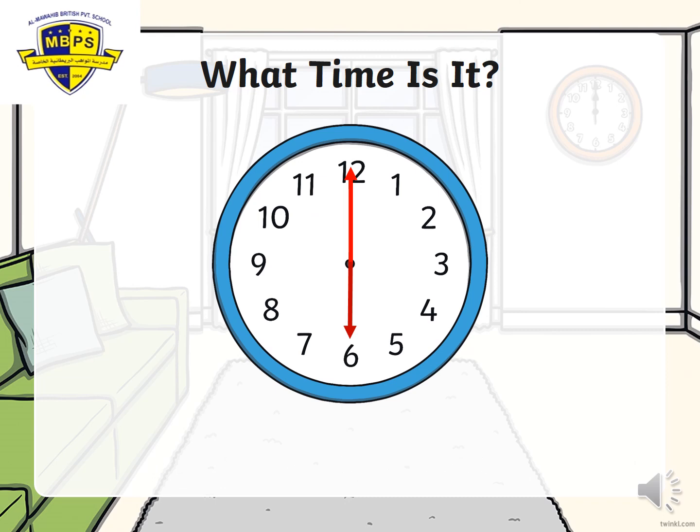Now look at this one. Maybe you get confused about this one. Look. You have here the long hand on number 12 and the short hand on number 6. And at this time you will find the hands of the clock are showing a straight line. This straight line shows which time here? What can you see here? It's 6 o'clock.